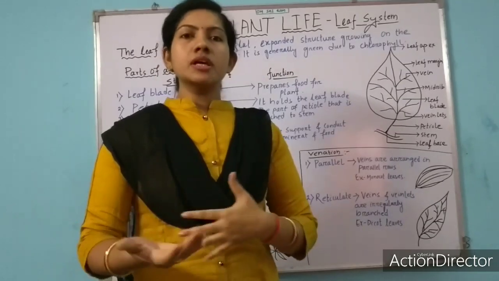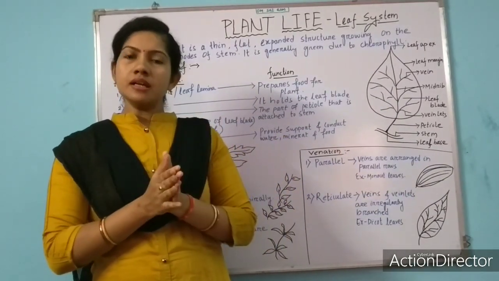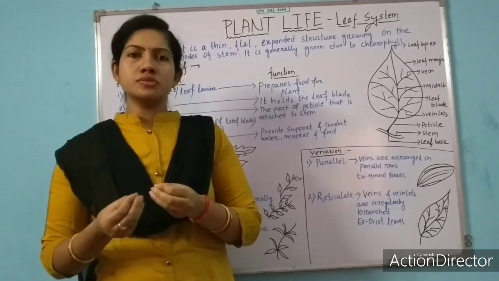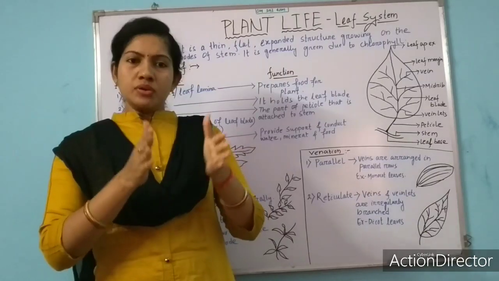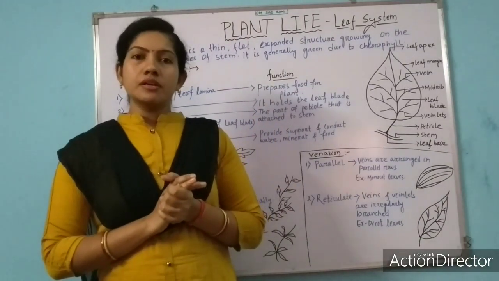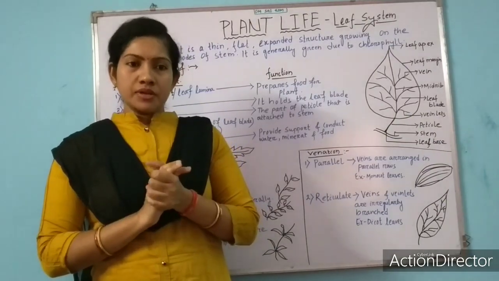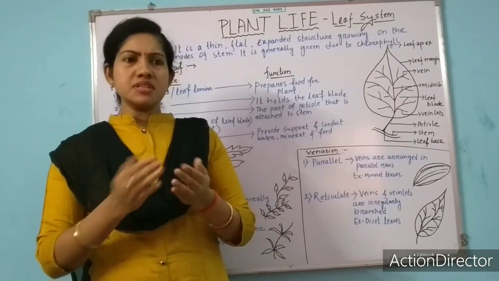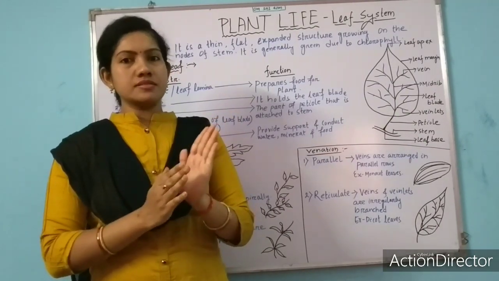When we are talking about a leaf, generally what is the color of a leaf? It is green in color. Sometimes it has other colors also, like yellow, red and so on. That we will discuss later. Generally a leaf is green in color. Why? Due to the presence of chlorophyll. And if we see the structure of a leaf, generally it is flat in structure and greenish in appearance.